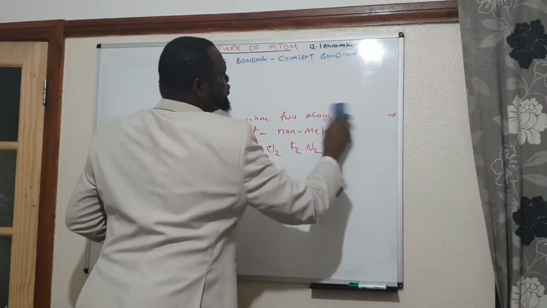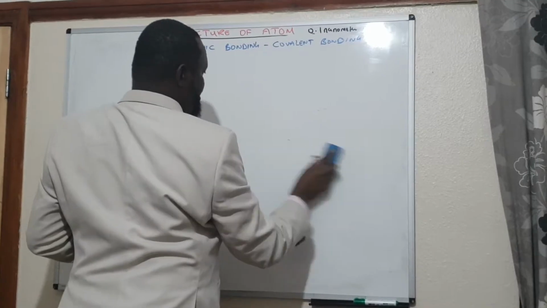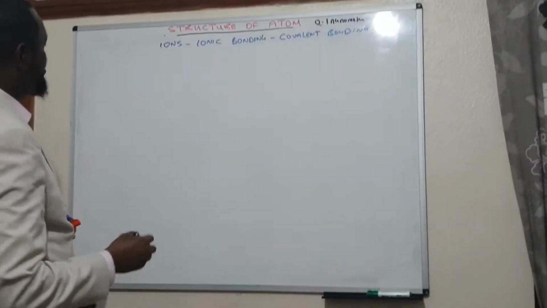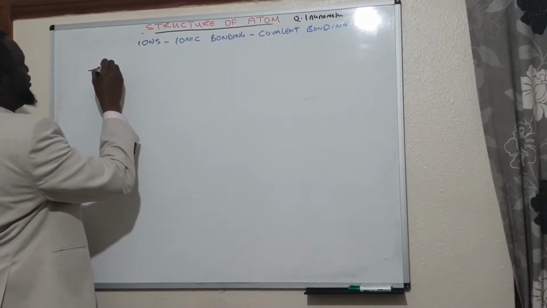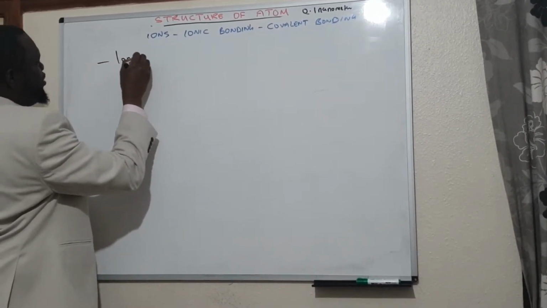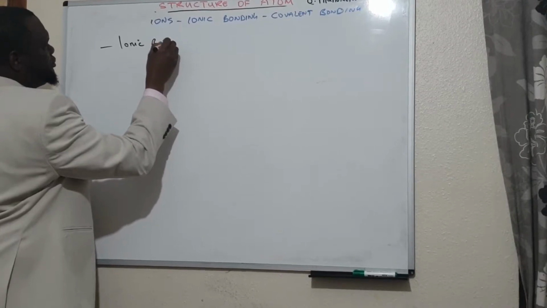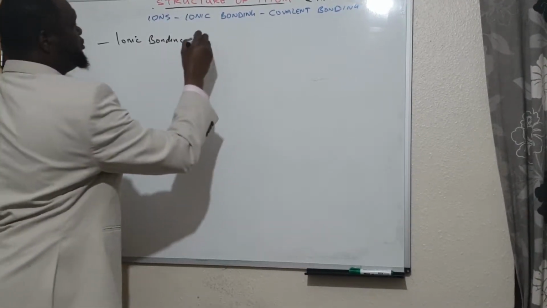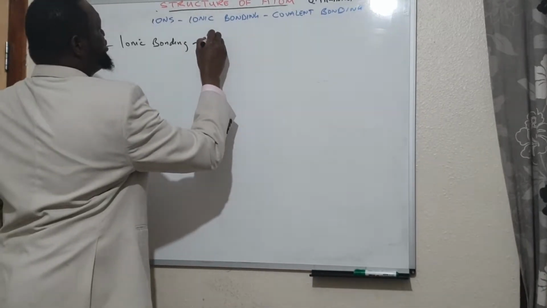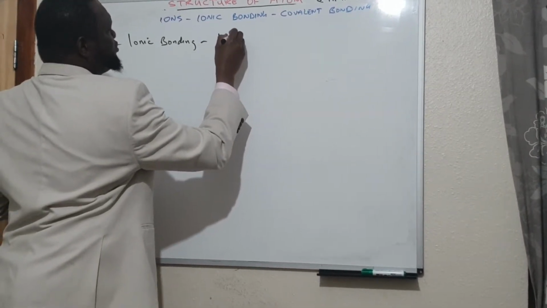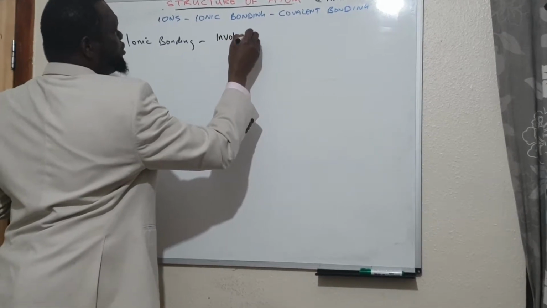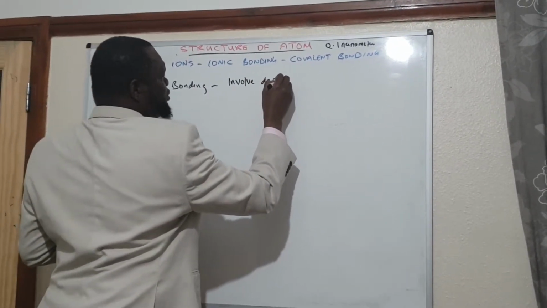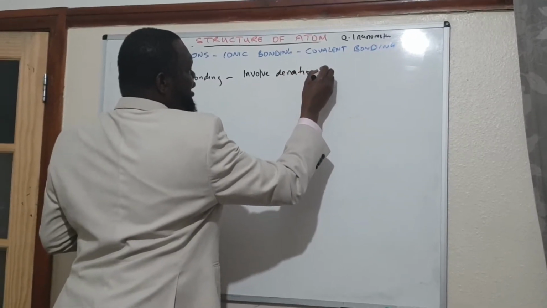Now, this is just an introduction. Our topic is ionic bonding. So, ionic bonding involves donation of electrons.